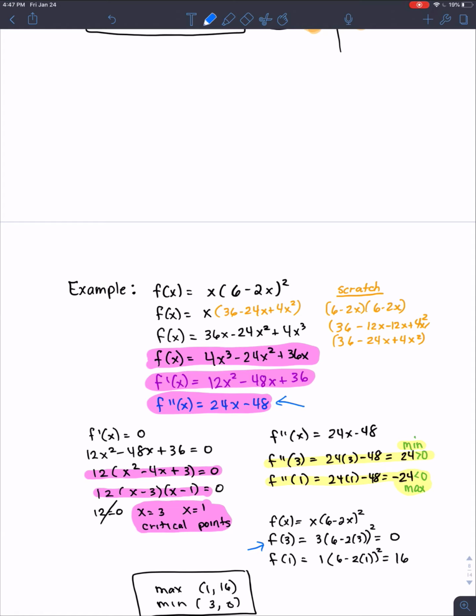Take my 3, plug it back into the original function. I just came up to my very first original version of f of x, plugged it in, and got 0. So that's the ordered pair 3, 0. And then I did the same thing for the critical number 1, plugged it in the original function up here, simplified, and I got 16. So the other ordered pair is 1, 16, and then I used my definitions to determine that 3, 0 is the min and 1, 16 is the max.